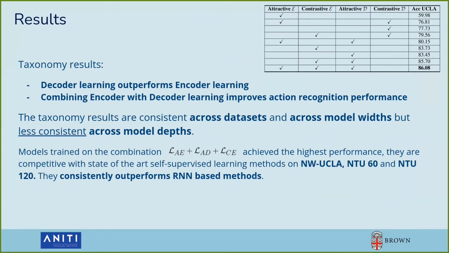Through systematic evaluations, we find many interesting conclusions, mainly that combining objective functions leads to an increase in performance. We also discover that the best performing combination of objective functions is bottom-up attractive, bottom-up contrastive, and top-down attractive, which led to competitive performance with state-of-the-art on several benchmarks. It also outperforms most RNN-based methods. We provide all details of the standard action recognition benchmarks in our paper.